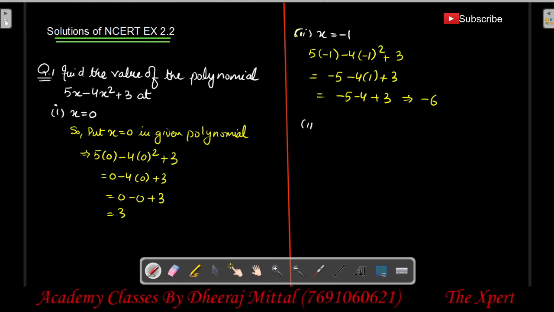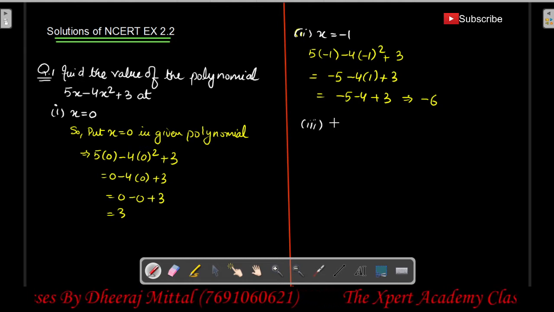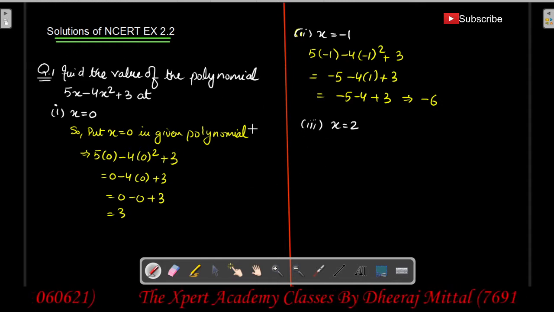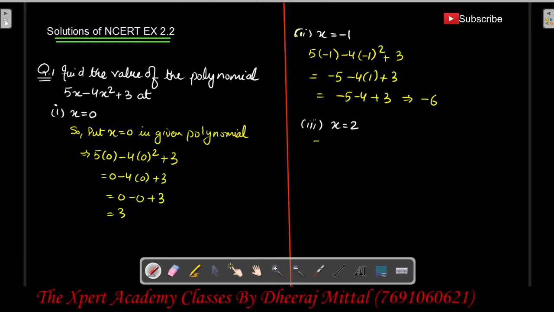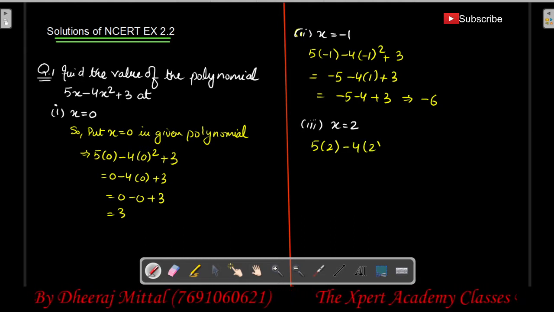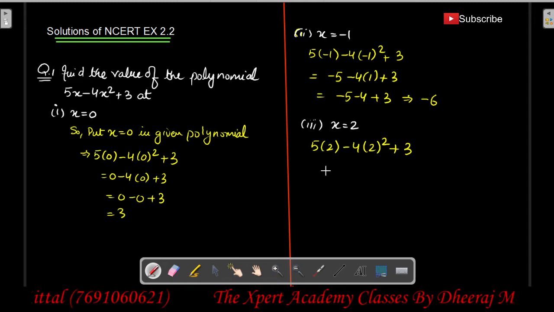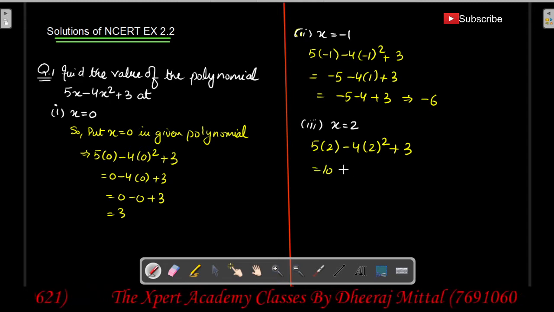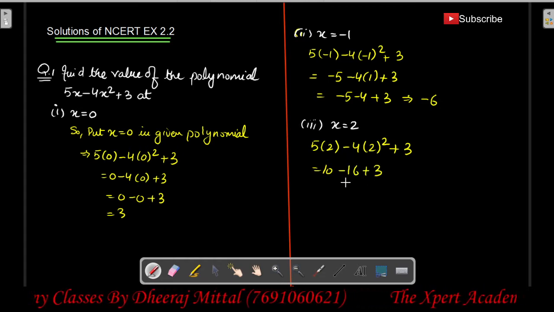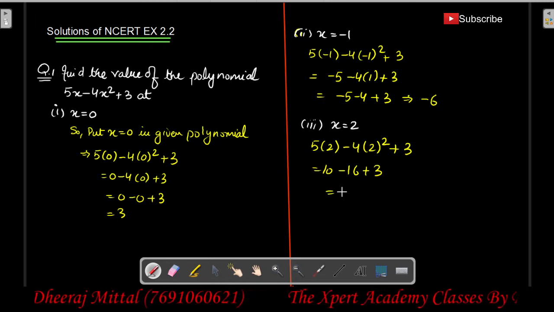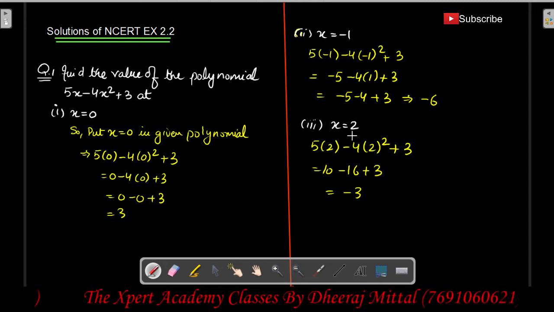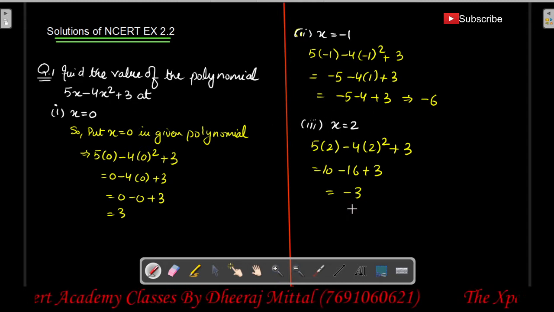And the third part is x is equal to 2. So we will put x is equal to 2 in the given polynomial, that is 5x minus 4x square plus 3. So it will be 5 into 2 minus 4 into 2 square plus 3. 5 into 2 is 10. 2 square is 4, 4 into 4 is 16, so 10 minus 16 plus 3. So it will be equal to minus 3. So the value of this polynomial at x equal to 2 is minus 3.